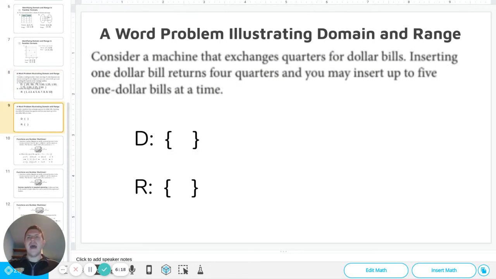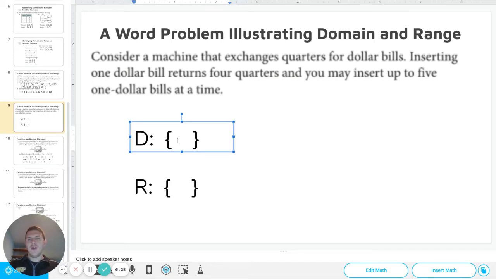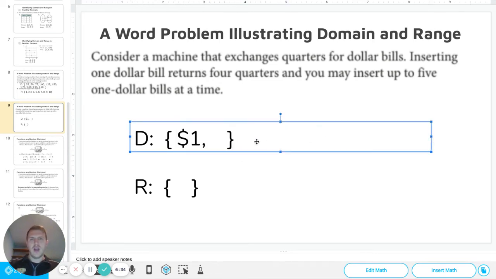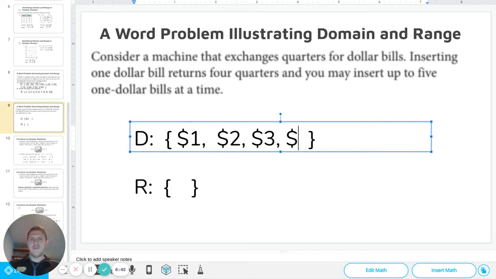Okay. I have another machine that exchanges quarters for dollar bills. Inserting $1 bill returns 4 quarters. You may insert up to 5 $1 bills at a time. Okay. So I could put in $1. I could put in $2. Once this decides to work, there we go. $2, $3. I could put in $4, or I could put in $5.